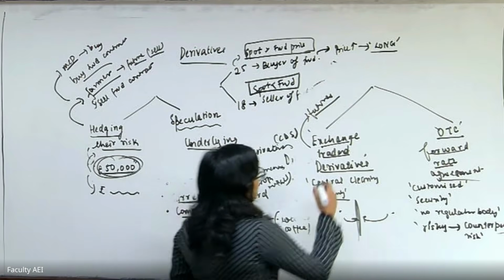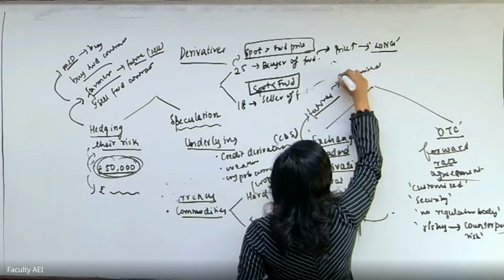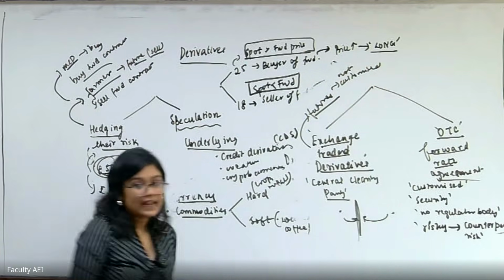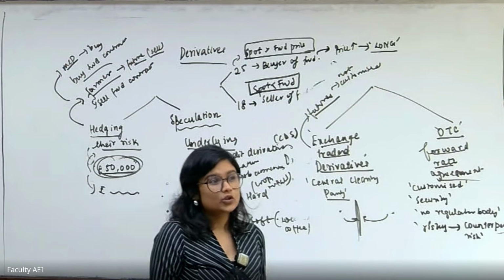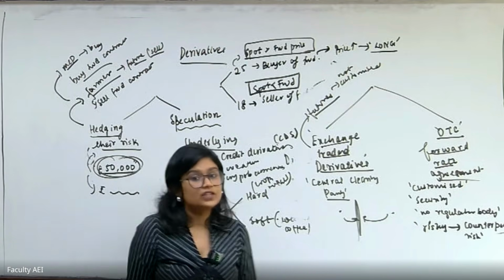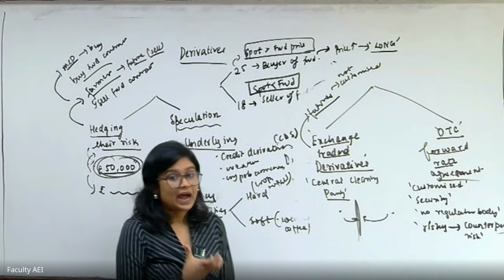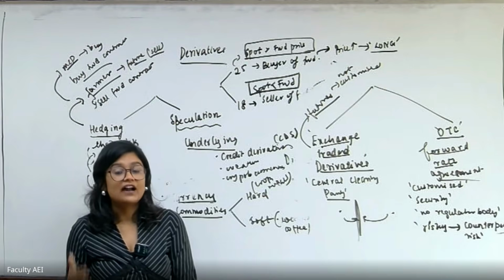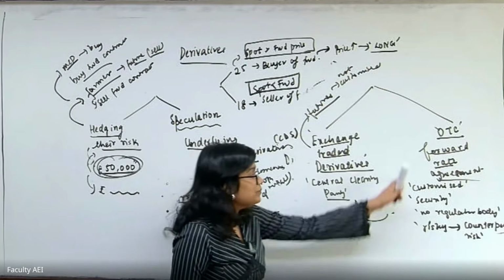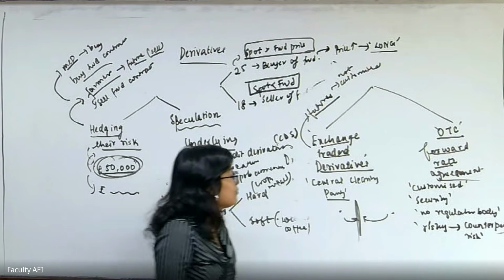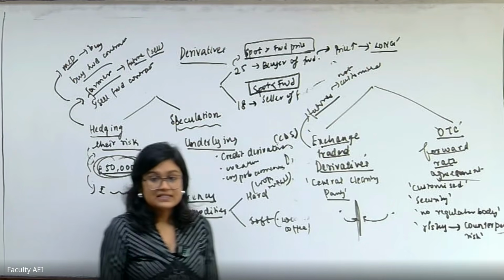So futures are not customized. You would have to trade in specific lot sizes. You can't say that I am comfortable with only buying 400 units of the stock after 6 months. If the lot size has been fixed at 500, you would have to trade in at 500 only. It can be customized as in forward rate agreement, but here, since there's a central clearing party in between, the counterparty risk is removed.